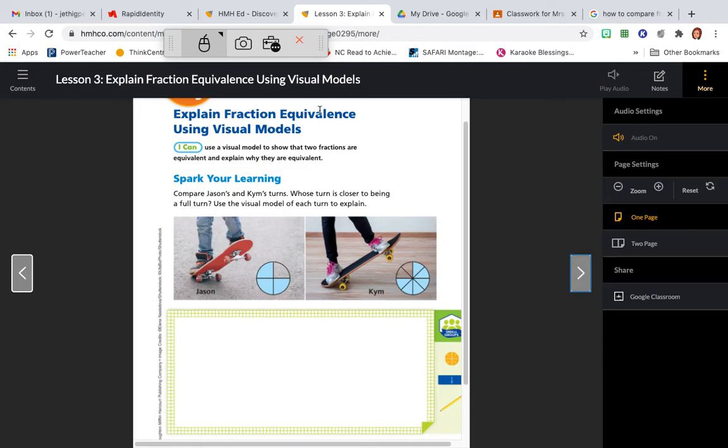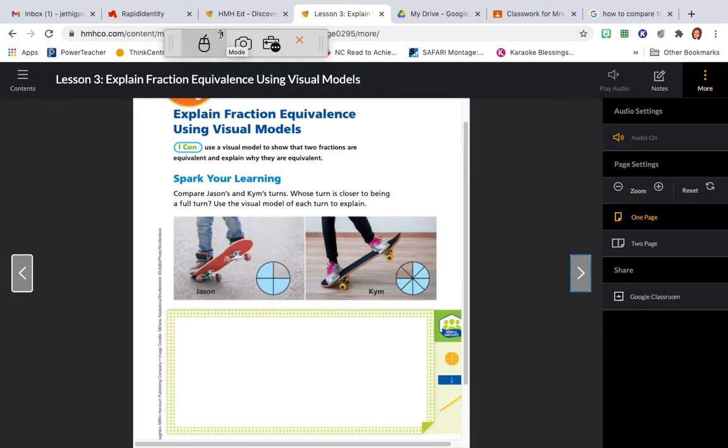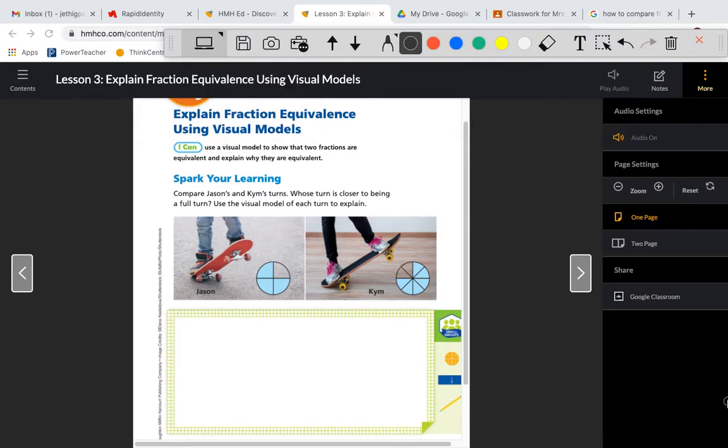Lesson 3. And today we're going to focus on how to explain fraction equivalence. What is fraction equivalence, using visual models or pictures to help us? So let's just jump right in. Spark your learning.